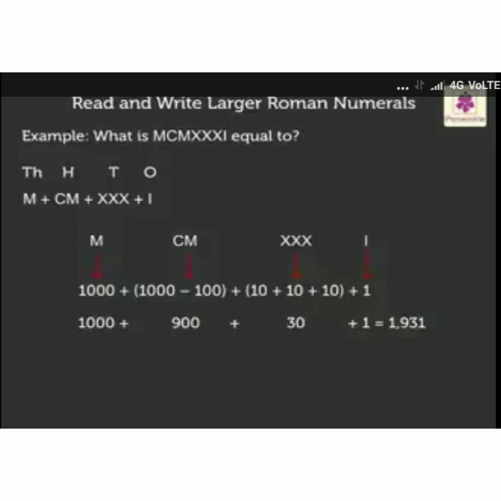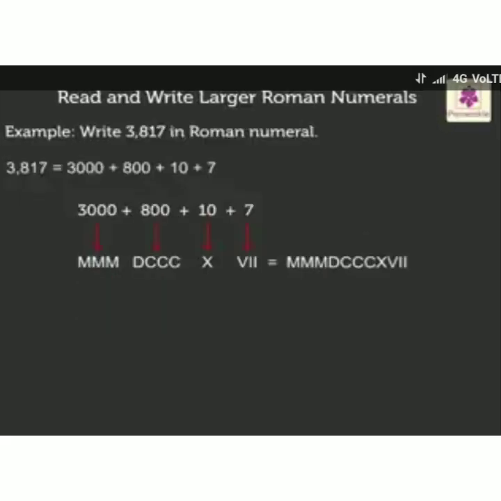Triple X. X represents 10. It is repeated 3 times, not more than 3 times. Always it is repeated 3 times only. So 3 times means we have to multiply by 3. So 10 multiplied by 3 is equal to 30. Then plus 1. So 1000 plus 900 plus 30 plus 1 is equal to 1931.